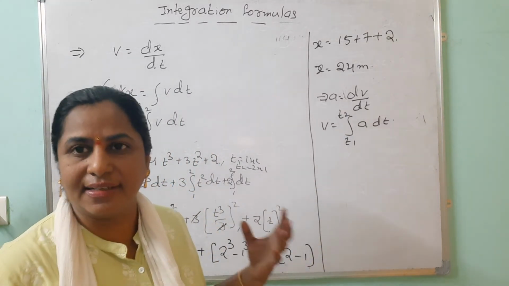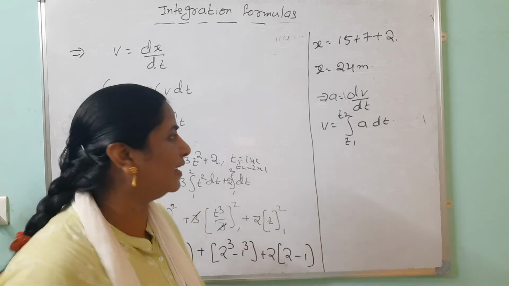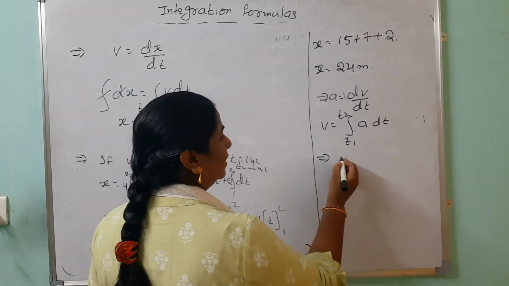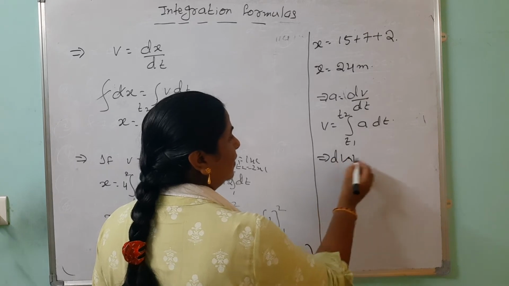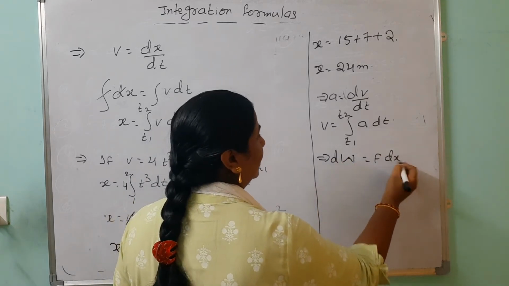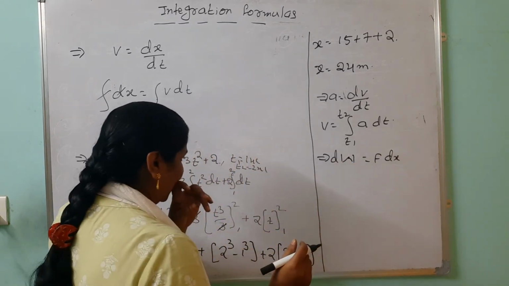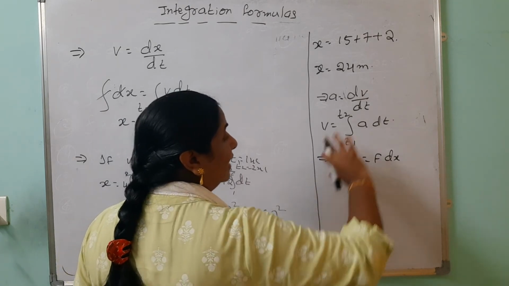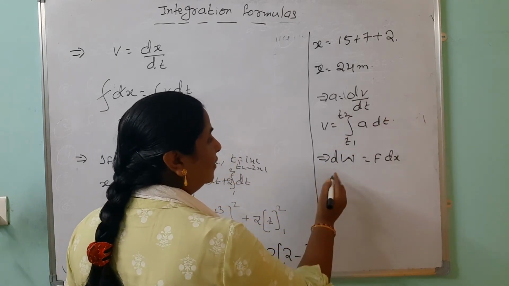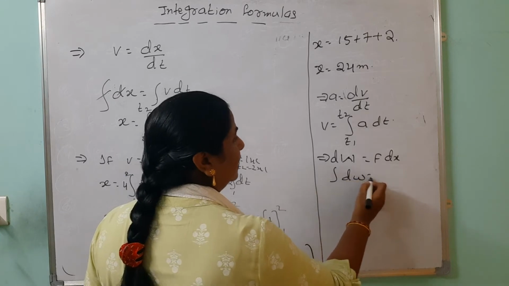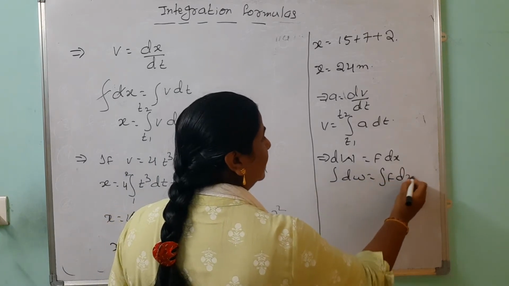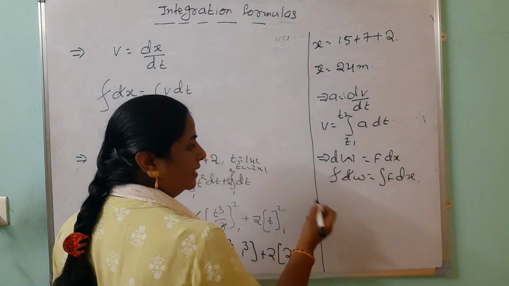Like that, in the case of work, energy, power, what is the work done formula? You know that dW equals force into displacement when theta is 0 degrees, because cos 0 equals 1. So for finding the entire system's work done, we take the integration on both sides: integral of f into dx. Here integration and differentiation cancel.